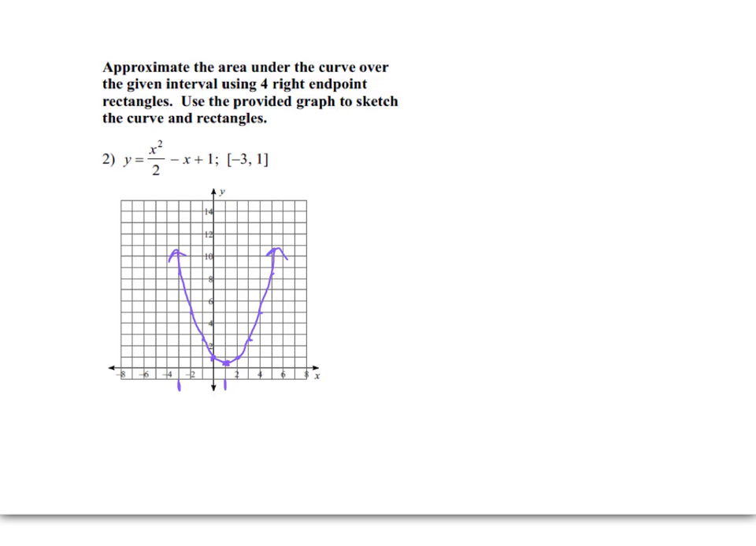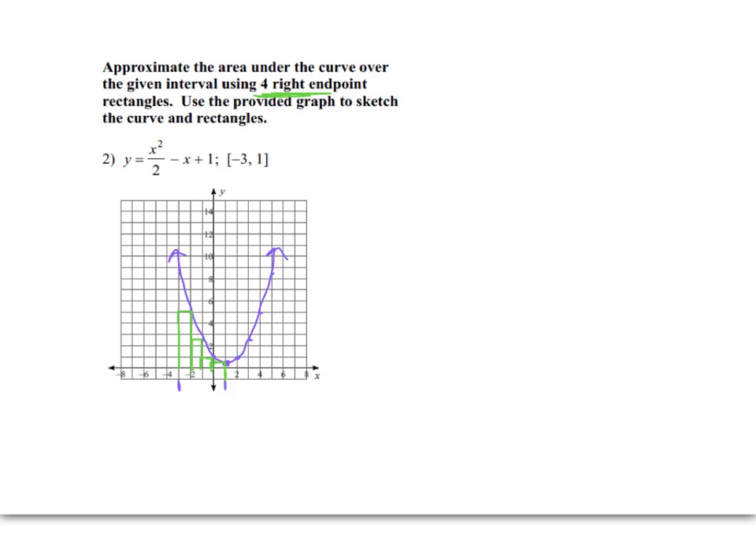Now this time we're supposed to do 4 right endpoint rectangles, and so the easiest way to do it is to start from your right side. Since there's 4 and we've got 4 spaces, each will be only 1 wide, and so my first rectangle, I drew it down too far, but my first rectangle only goes up to 1/2. My second one should only go up to 1, and then it should go up to 2.5, and then it should go up to 5.